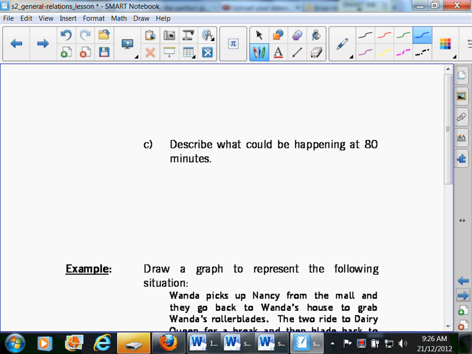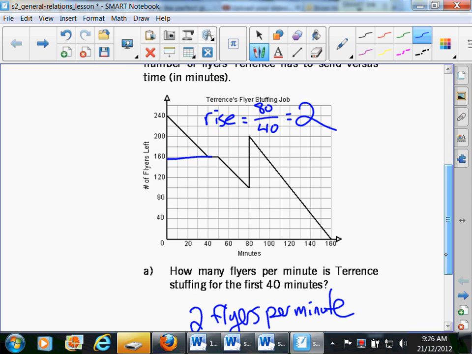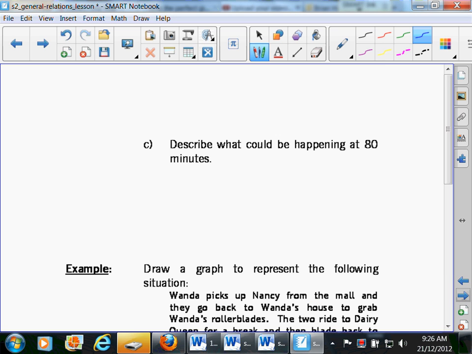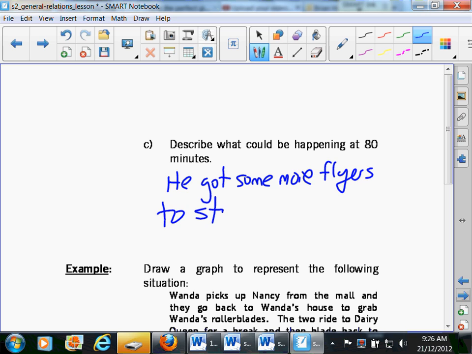Describe what could be happening at 80 minutes. So what could be happening in 80 minutes? 80 minutes is right here. So what could be happening? He got some more flyers to stuff. Yep. He got some more flyers to stuff. Okay?